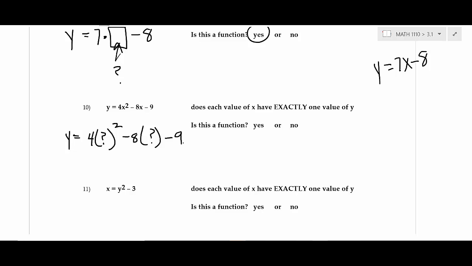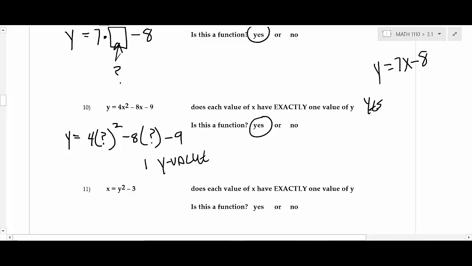1. Okay? So if you do 4 times a number squared minus 8 times a number minus 9, you're going to get one answer to that arithmetic problem, right? That's a basic arithmetic problem. So you're always going to get one y value. So that means that that is a function. Okay, that's the idea. Does that make sense?